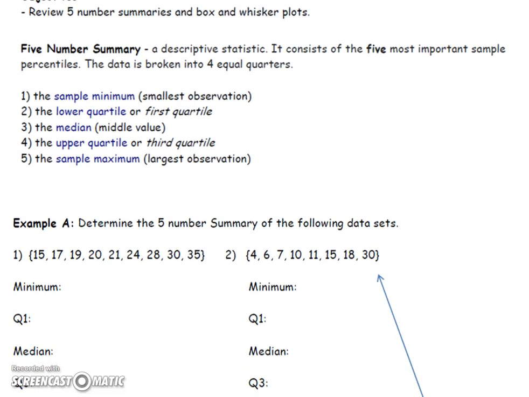So remember, a 5 number summary is a descriptive statistic. It contains 5 of the most important sample percentiles. The data is broken into 4 equal quarters. The 5 items here are called the minimum, the first quartile, the median, the third quartile, and the maximum.